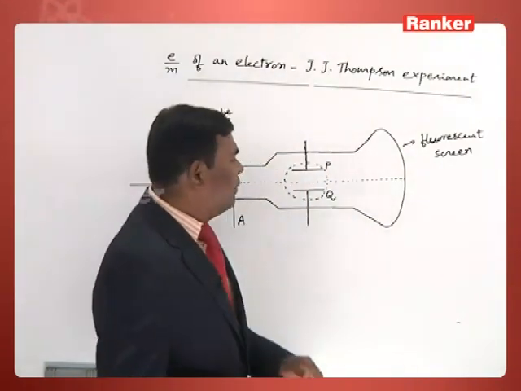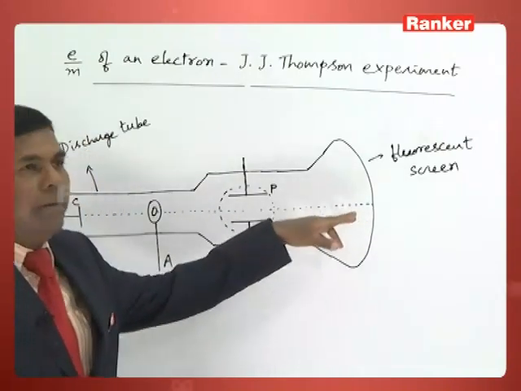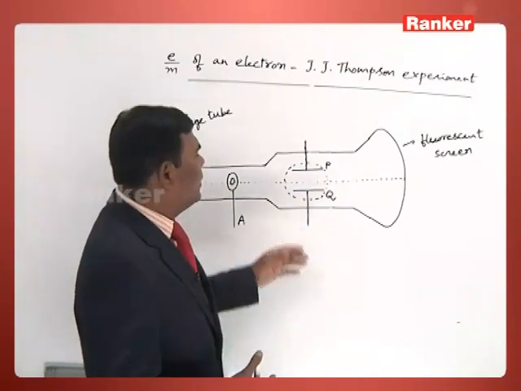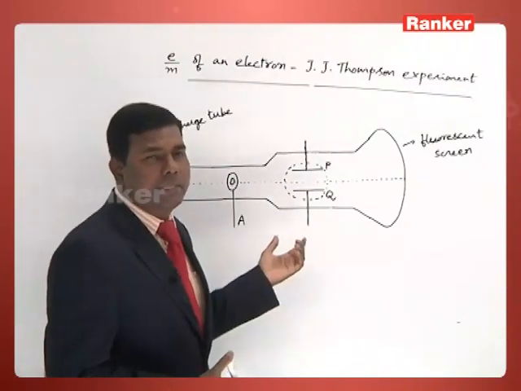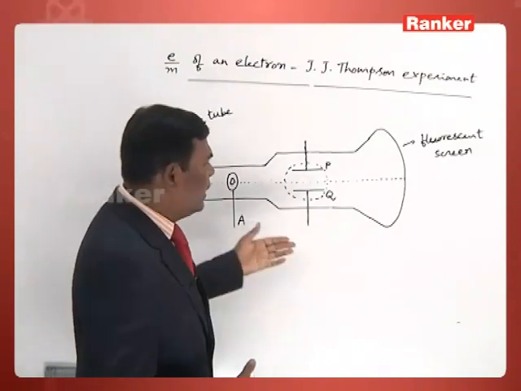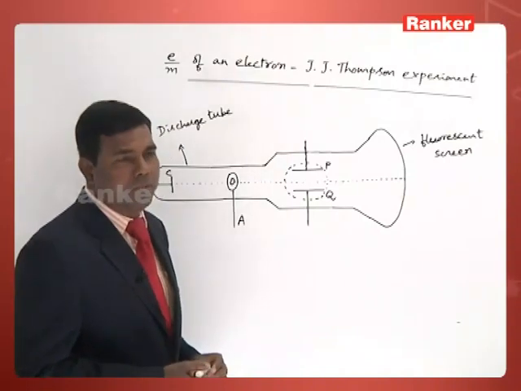Once again, the deflected beam comes back to its original position, that is the middle point of the fluorescent screen. At this point, we can conclude that the magnetic and electric forces are equal, and accordingly we can calculate the value of e by m of an electron.